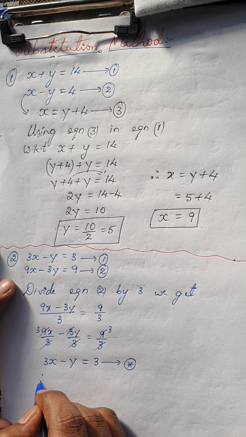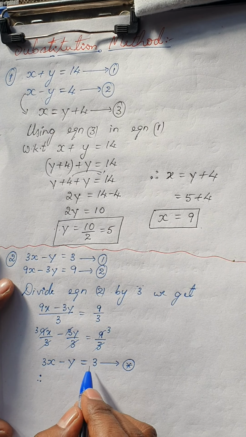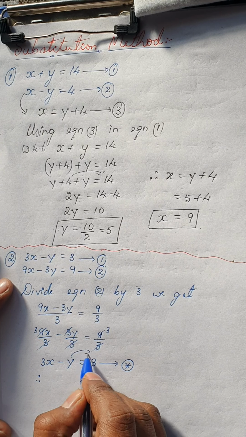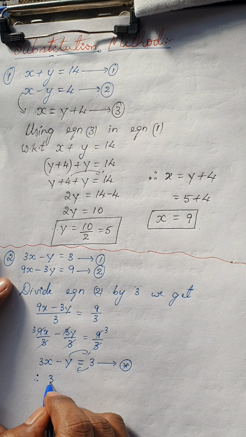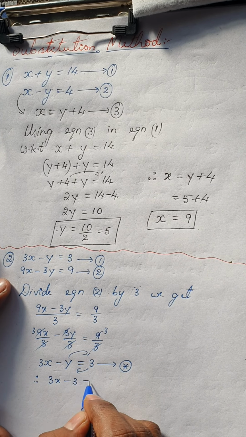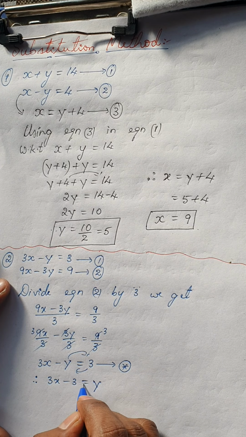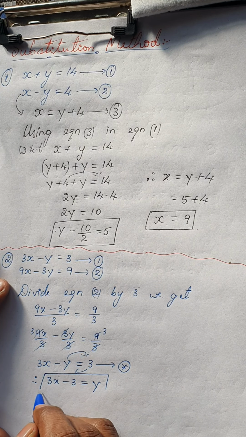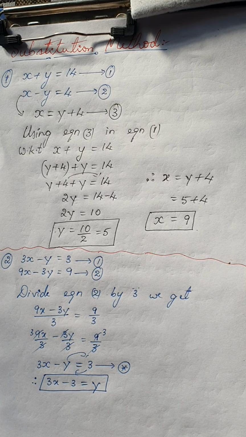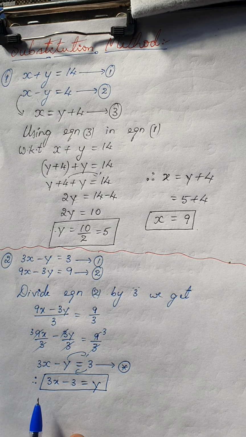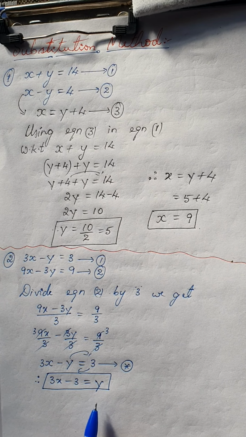Therefore from here, if I take y to the right hand side and 3, I'll get 3x minus 3 is nothing but y. Okay, I have 3x minus 3 is equal to y. So I can put any value of x for y in this case.